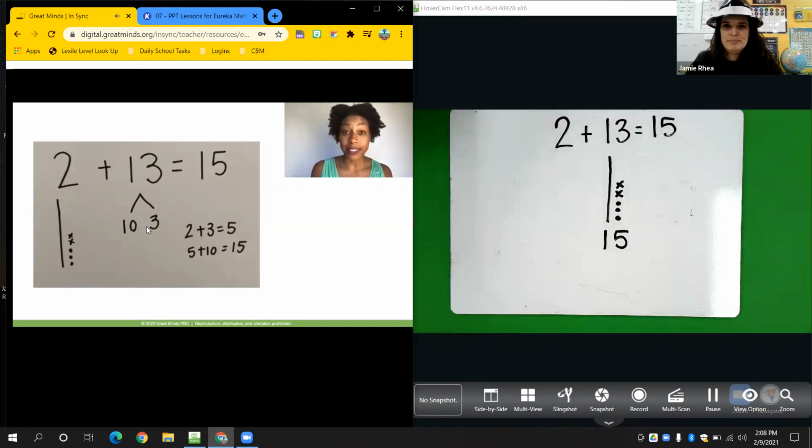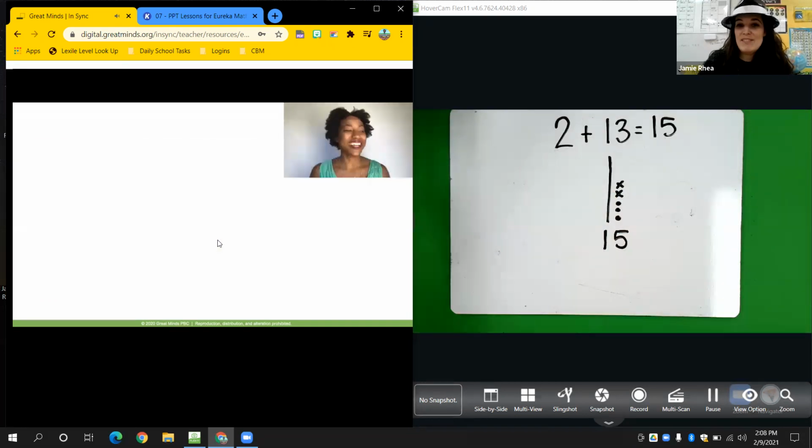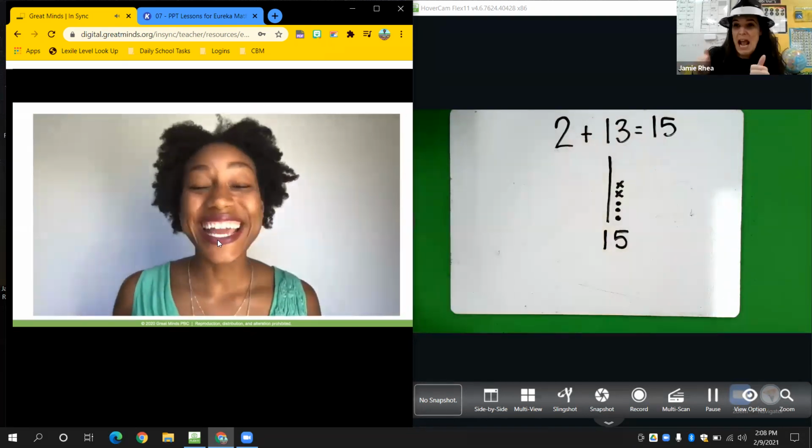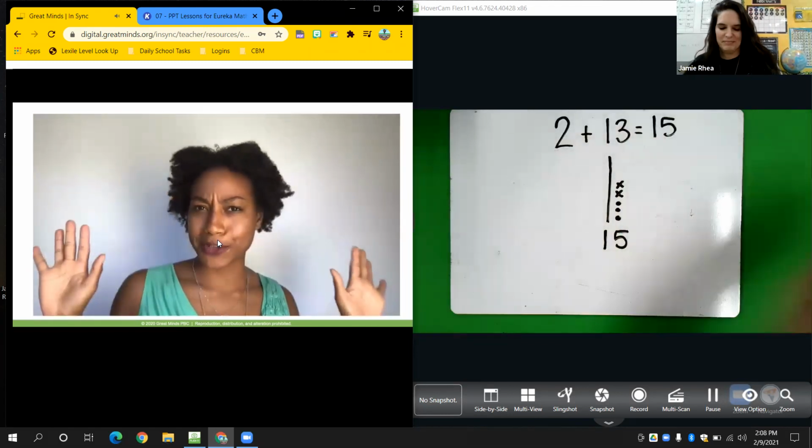I think I fixed my mistake. Is it correct now? It looks like she did. She said 2 plus 3 was 5. Yes, 2 plus 13 equals 15. And then 5 and 10 was 15. I love when I fix my work. I'm so thankful to Miss Curry for helping me find a magical mistake.